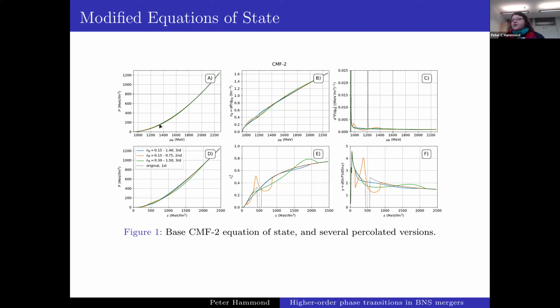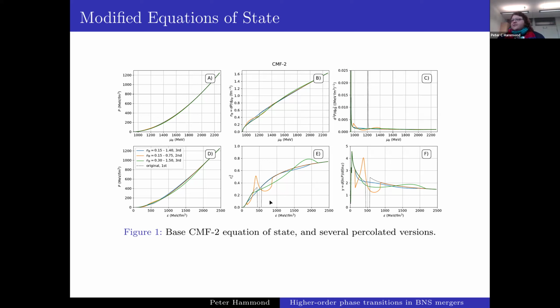You can see that there's not very much difference here. But once you start taking derivatives of these things, so if you take the derivative of the pressure with respect to baryochemical potential, you get the number density of baryons. You can start to see some differences here, but the real differences show up in the sound speed and this gamma, which is the adiabatic index, basically.